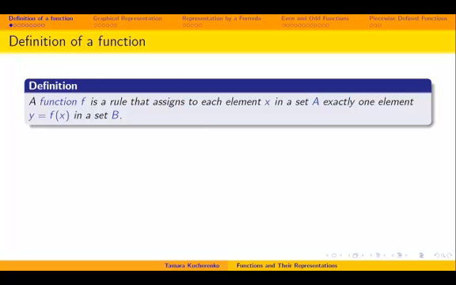We think of a function as a rule that assigns to each element x in a set A exactly one element y, denoted by f of x, in a set B. In this case, the set A is called the domain of the function f.